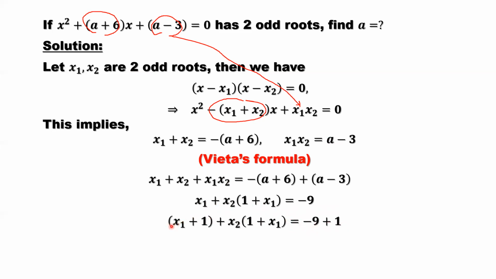So now look at the left-hand side. x1 plus 1 is the common factor. We factor it out. That's x1 plus 1 times x2 plus 1. The right-hand side is negative 8.